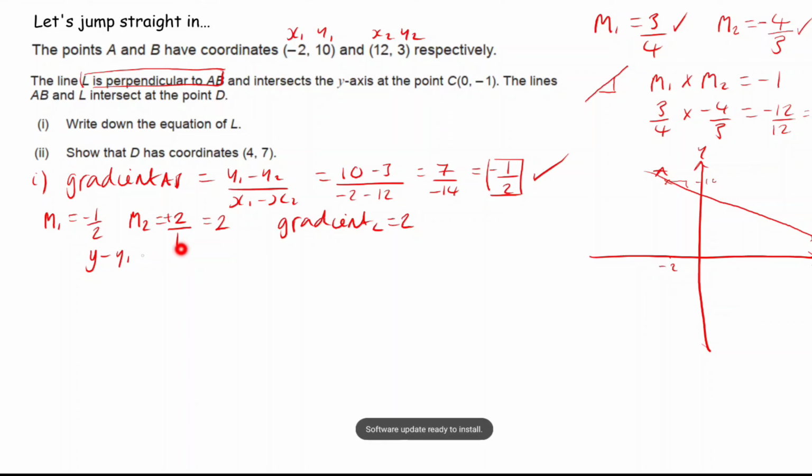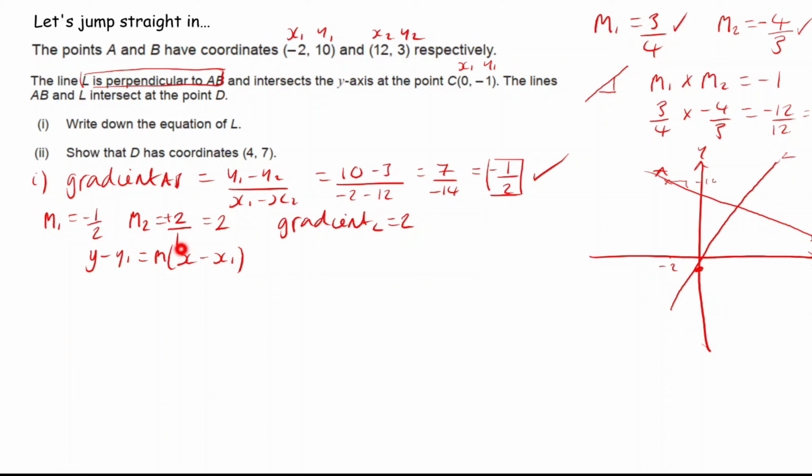Then we use the equation of a straight line. So y minus y1 equals m brackets x minus x1. And we're told that the line L intersects the y-axis at this point, (0, -1). So this can become our x1 and our y1 for the equation. We could plot that on our graph. So 0 across and minus 1 down. That would be somewhere here. Okay, so now given that this line L has got a gradient of 2, it's going to look something like this.